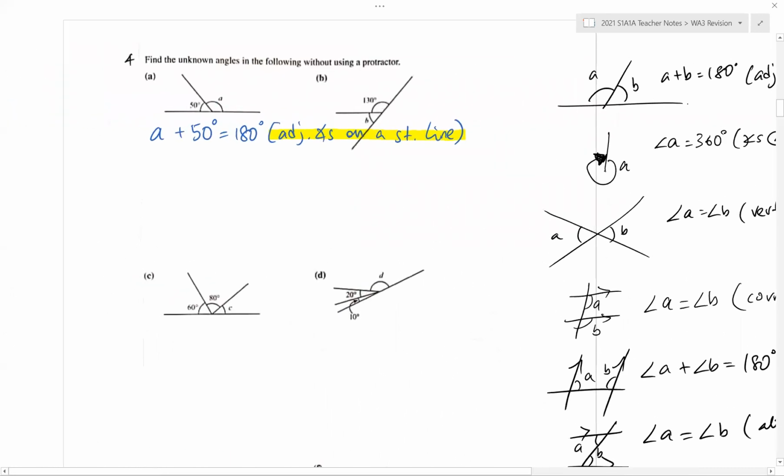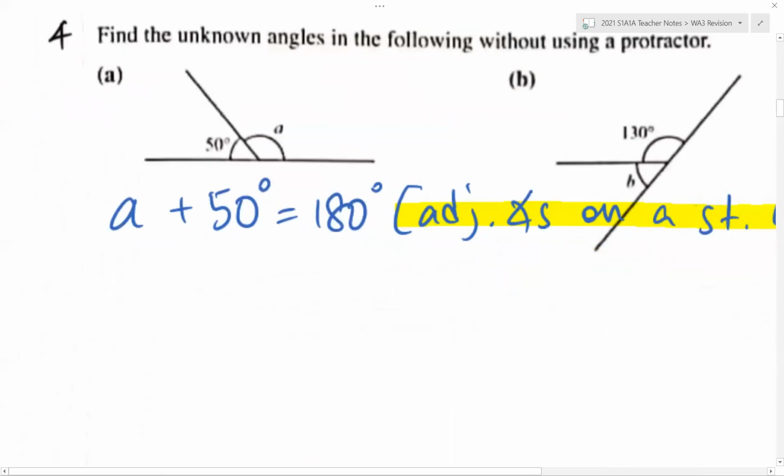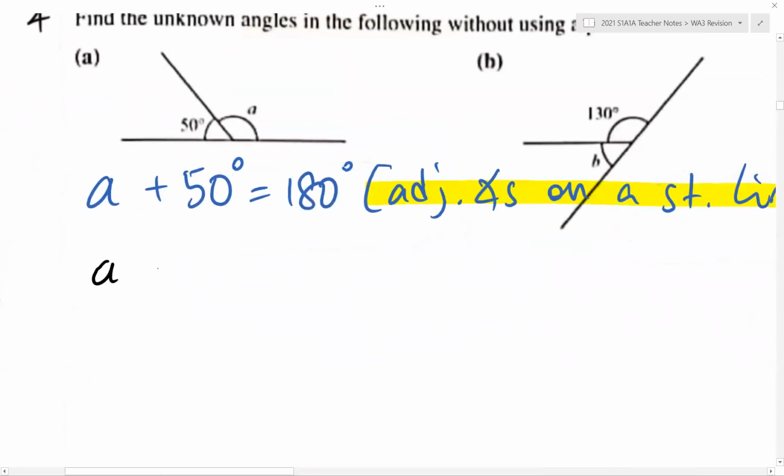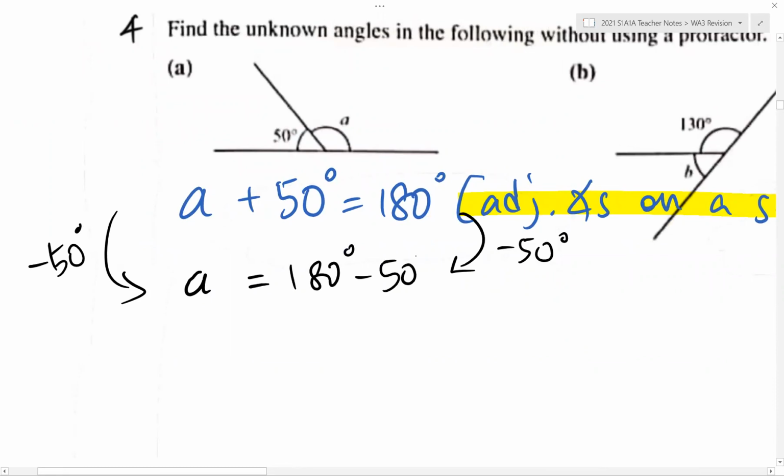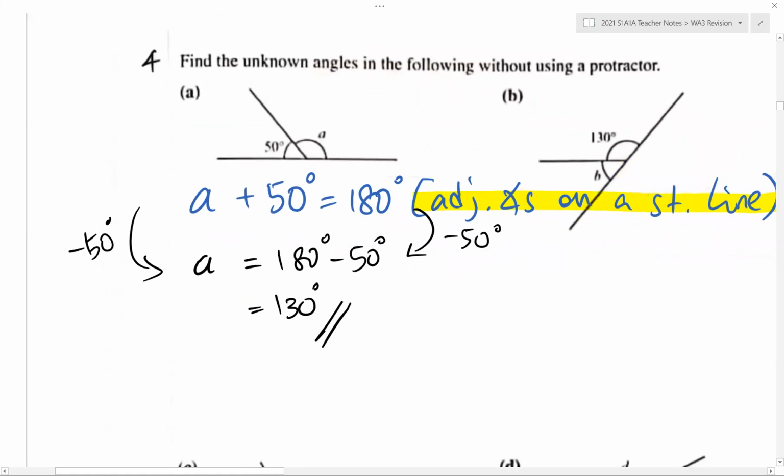So back to question 4a. Now that we have obtained an equation, I want to find the value of a. On both sides, I will need to minus 50. Minus 50 degrees, so that I get 180 minus 50, and we get... no, 130. Okay? 130 degrees.